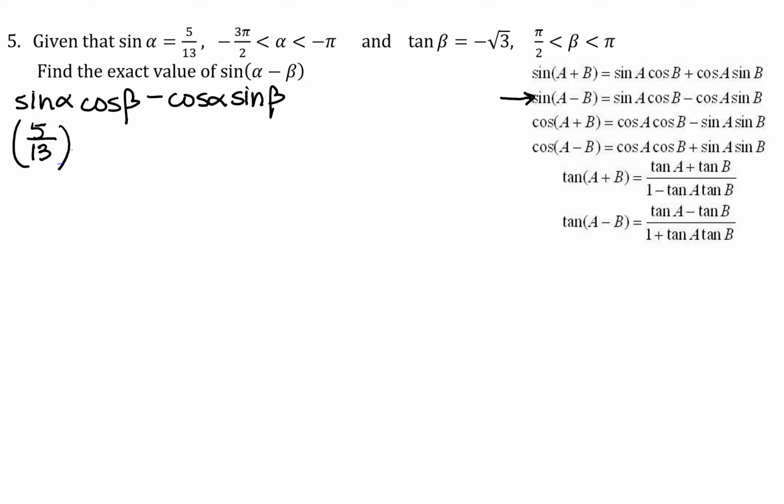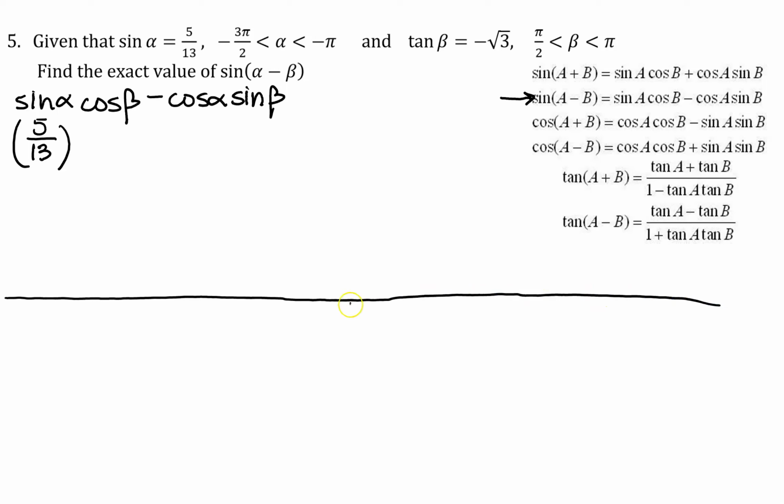But we do not have cosine of beta, nor do we have cosine of alpha, nor do we have sine of beta. But if we have sine alpha and we know what quadrant alpha is in, we can use that information to find cosine of alpha. Similarly, if we have tangent of beta and we know what quadrant beta is in, we can use that information to find cosine of beta and sine of beta. So we have two separate XYR problems going on. And for both of them, we need to make a note of the quadrant.